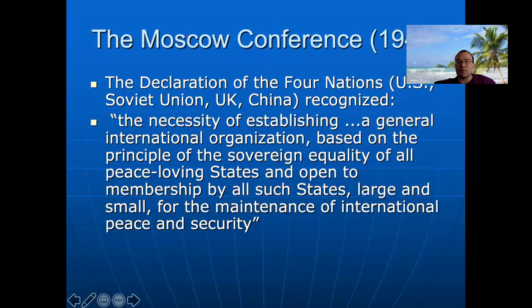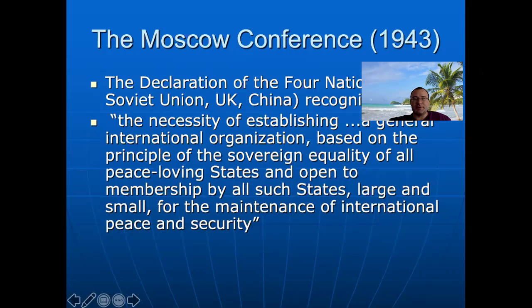Another conference was the Moscow Conference in 43, a year later. Again, the United States, Soviet Union, United Kingdom, China. The idea was we need to establish an international organization which will try to establish peace across the globe.